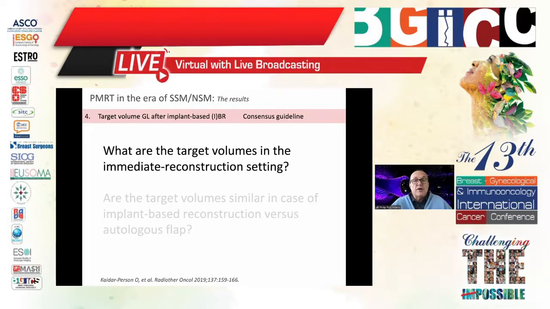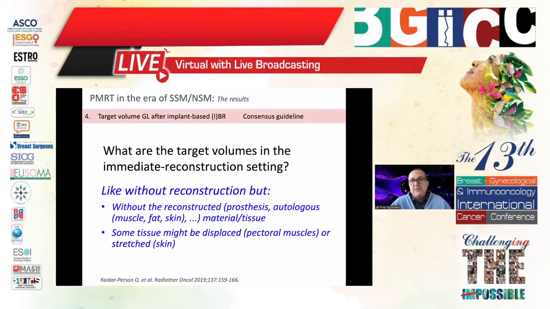So what are the target volumes? As a base, they're identical to no reconstruction. But of course, you have the reconstruction, you have the implant, it can be an autologous one. You have all material in there, which is, of course, not part of your target volume. It comes from elsewhere. It does not contain cancer cells. And some tissue might be displaced. For example, if you put a prosthesis, behind an implant the pectoral muscle is much more superficial than preoperatively.